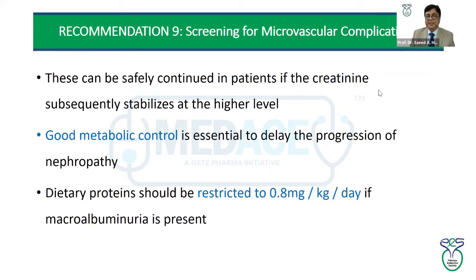These drugs can safely be continued in patients if the creatinine subsequently stabilizes at the higher level. And definitely it's not only looking at the kidney function, but the control of the blood glucose level is actually the cornerstone of the management. So a good metabolic control is essential to delay the progression of nephropathy, and dietary protein should be restricted to 0.8 gram per kg per day if macroalbuminuria is present in these patients.